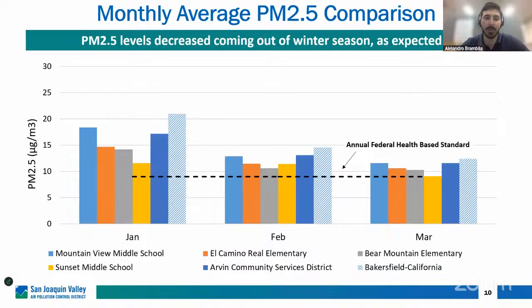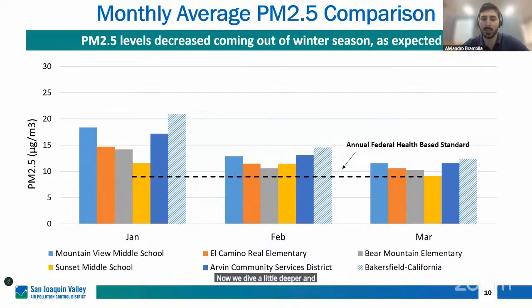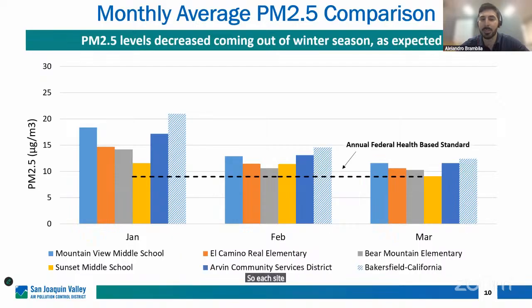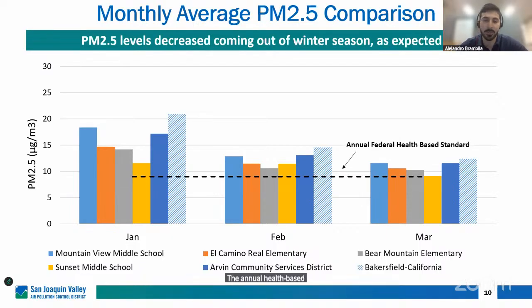So on the last slide, we compared the entire quarter of 2026 against previous years. Now we dive a little deeper and show the monthly averages of PM 2.5 per site. Like on the previous slide, on the left is the PM 2.5 concentration, and at the bottom are the months. So each site's monthly average is shown with the legend at the bottom to identify each site. The annual health-based standard is also shown here, again, as a metric to compare against.